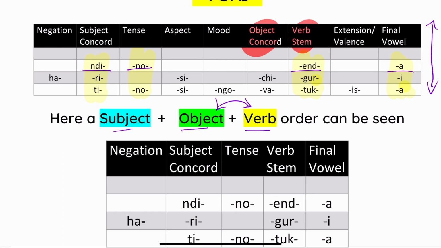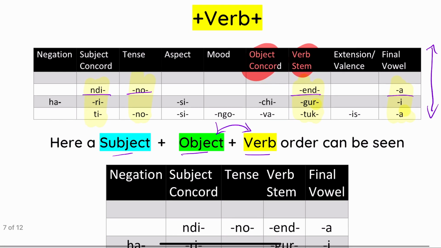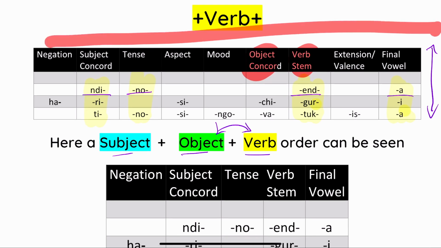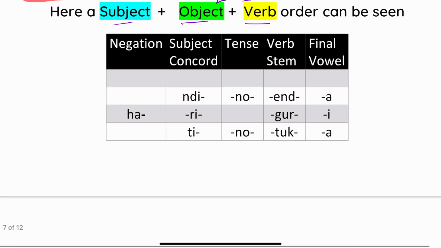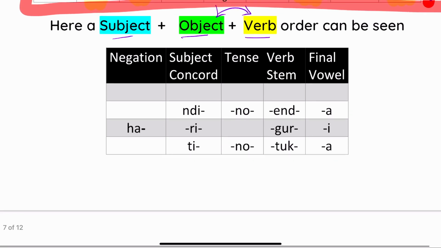But this is only when we use this plus verb plus structure using this verb table. Do not worry about learning this as yet. We will do it in a future lesson. So let's use the simplified form for now. Here we're only going to really focus on the subject concord, our tense, and our verb stem and our verb final.